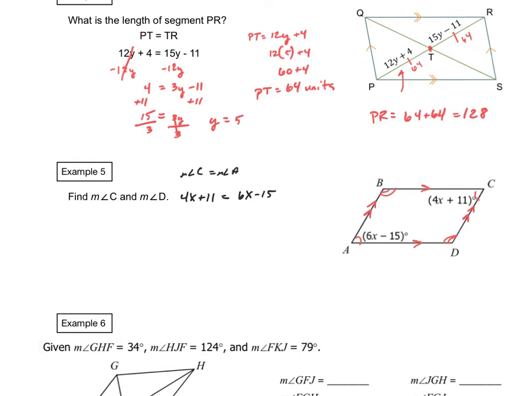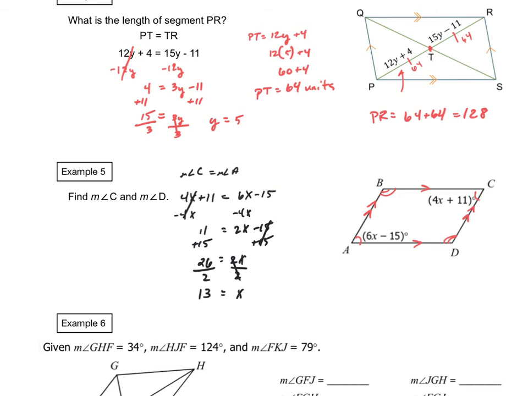Now doing some inverse operations, combining like terms, solving for x. To isolate my variable, I will subtract 4x from both sides. That will become 0. I will have 11 is equal to 2x minus 15. Add 15 to both sides. That becomes 0, and I end up with 26 is equal to 2x. Divide both sides by the coefficient, and x is going to be equal to 13.